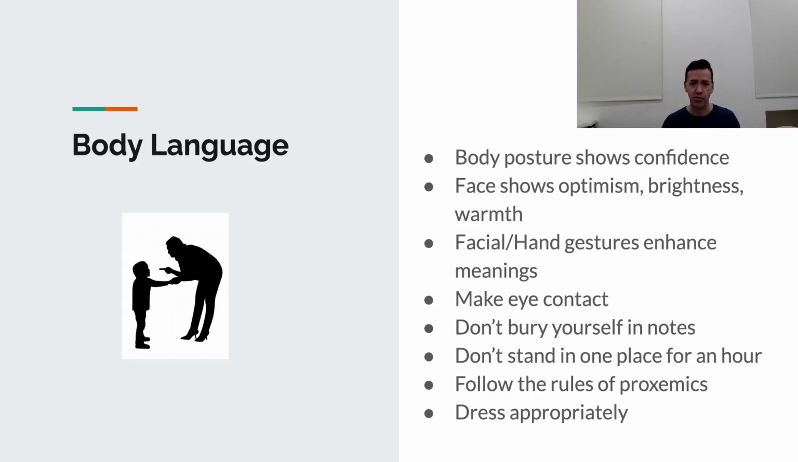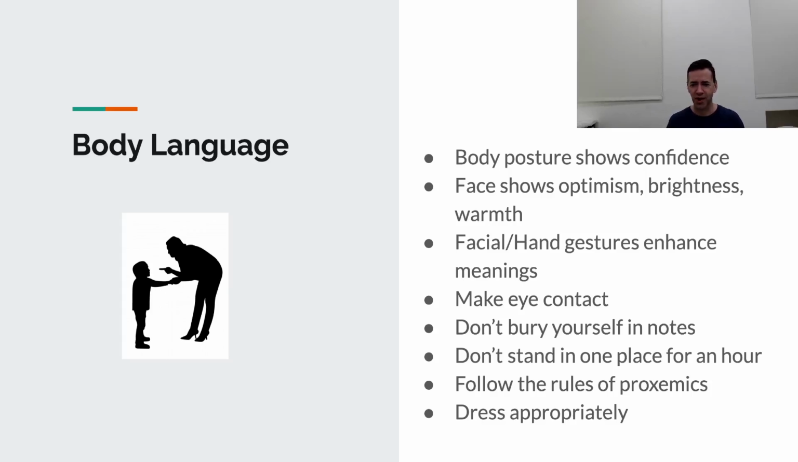Make eye contact with your students. Don't bury yourself in your notes all the time when you're teaching. You don't want to be looking down at your paper. You want to be looking at the students when you're talking to them. That will keep them more engaged. If you go up there and you turn your back on your students and you're looking at the board the whole time, they're not going to be engaged in what you're doing. They'll start doing their own thing. Don't just stand in one place for an hour. Move around, mix the class up. Students will get bored if that's what you're doing.